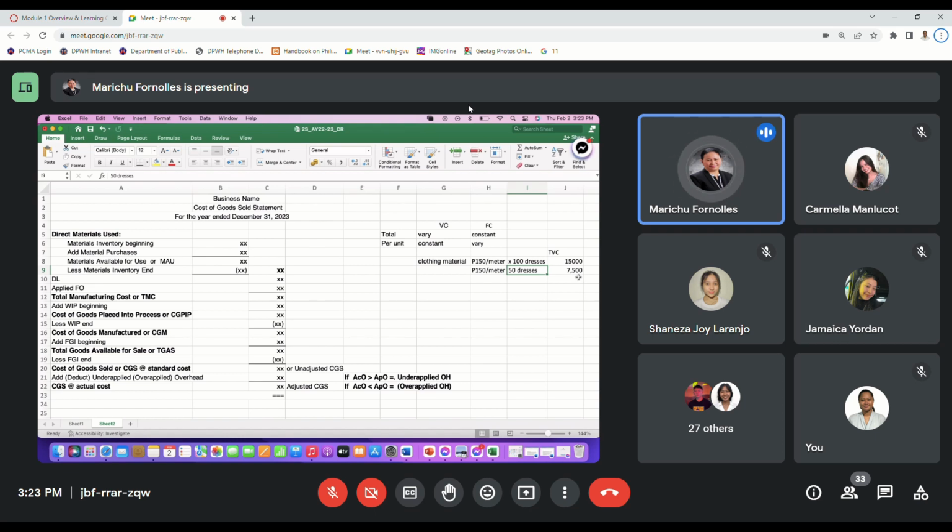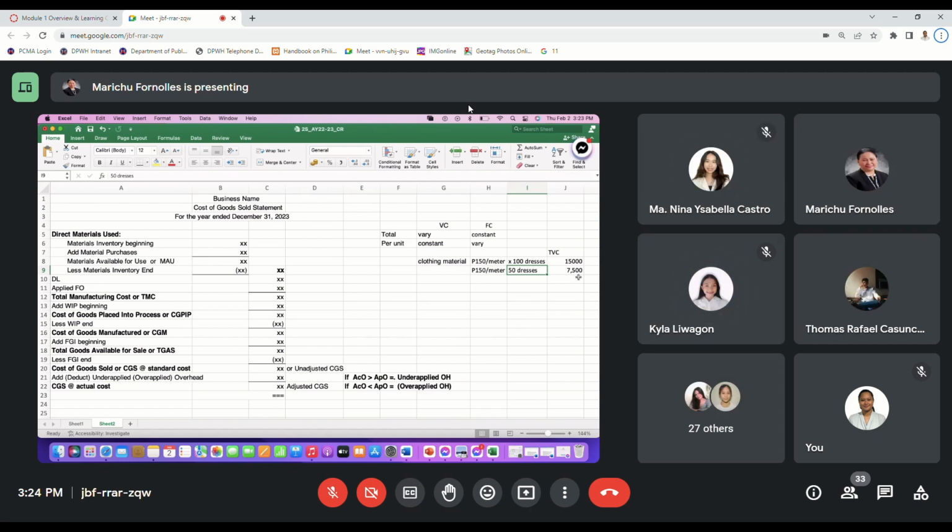Unit fixed cost is how much? 50,000 divided by 50,000 units equals? 1 peso. Okay, the answer is? Give a complete answer. 50,000 pesos divided by 50,000 units produced equals 1 peso per unit. That's your UFC, the unit fixed cost. Or you can also call it fixed cost per unit.